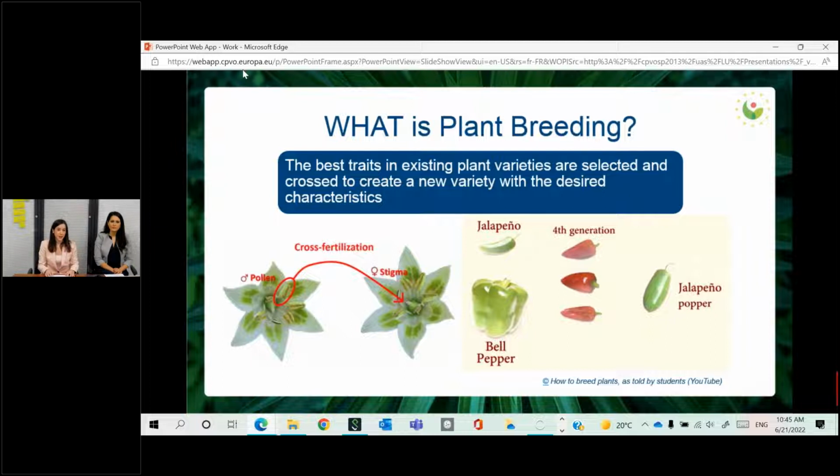So then he obtained the progeny or the offspring, and then again selected the ones with the best traits, crossed them again, and then after repeating this exercise for, let's say, 4 generations, he finally got to the final result of this jalapeno popper that combines the 2 desired characteristics.